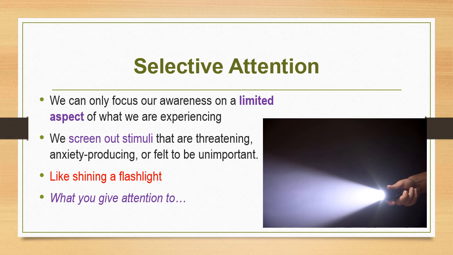So selective attention is like shining a flashlight on only one thing at a time. We can only focus our awareness on a limited aspect of what we are experiencing. We screen out the stimuli that we don't want to deal with. It's threatening, or it causes us anxiety, or we don't think it's very important. So we're only putting our flashlight on the one thing we want to give our attention to.